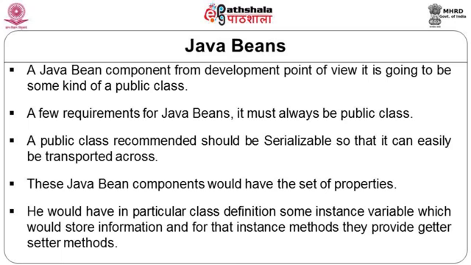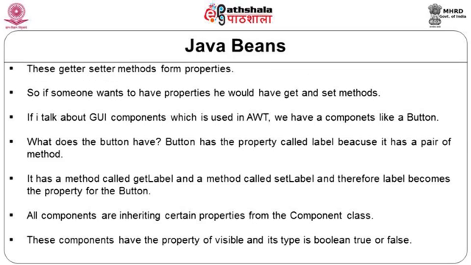Another thing is that this Java Bean component would have a set of properties. Normally, for properties, in that particular class definition, he would have some instance variables which store information. And for those instance variables, they provide get and set methods, getter and setter methods, a very common thing. These getter setter methods form properties. There is a get method, there is a set method, and therefore I have a property of a certain kind. So, if someone wants to have properties, he would have get and set methods.